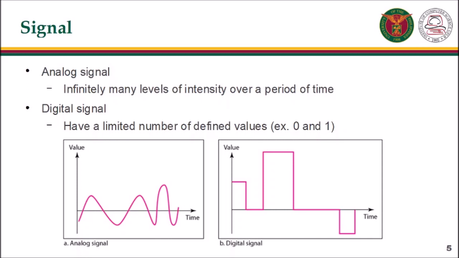The simplest way to show signals is by plotting them on a pair of perpendicular axes. The vertical axis represents the value or strength of a signal. The horizontal axis represents time.